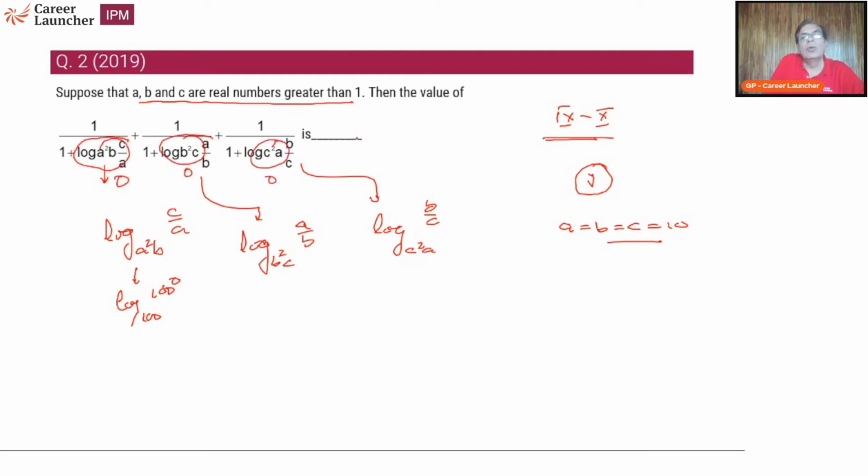So what is the answer going to be? 1 plus 1 plus 1, 3. How much time does it take? Less than a minute, maybe a minute and a half on the outside. And how much time do we have per question out here? We have about 4 to 5 minutes per question.